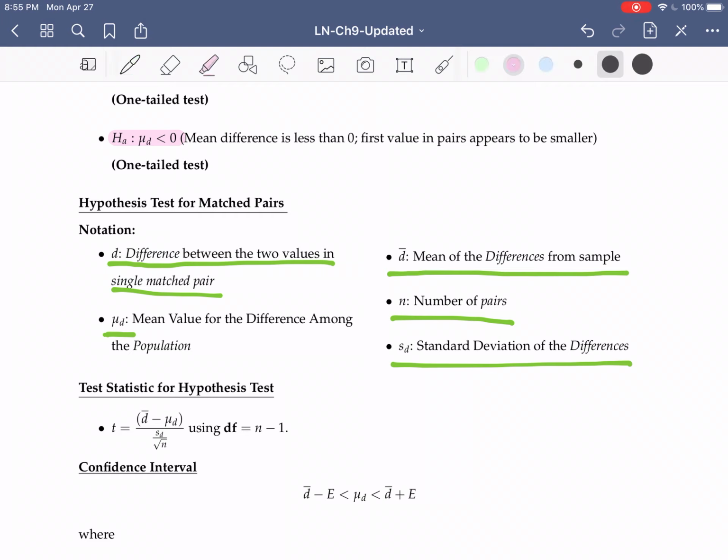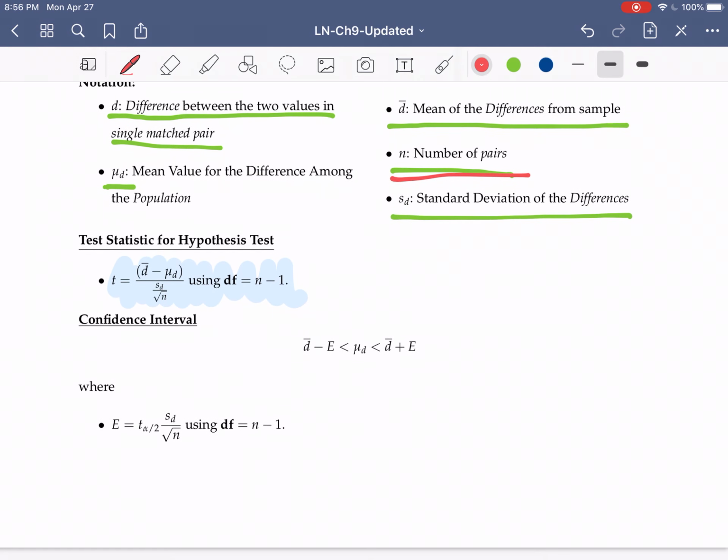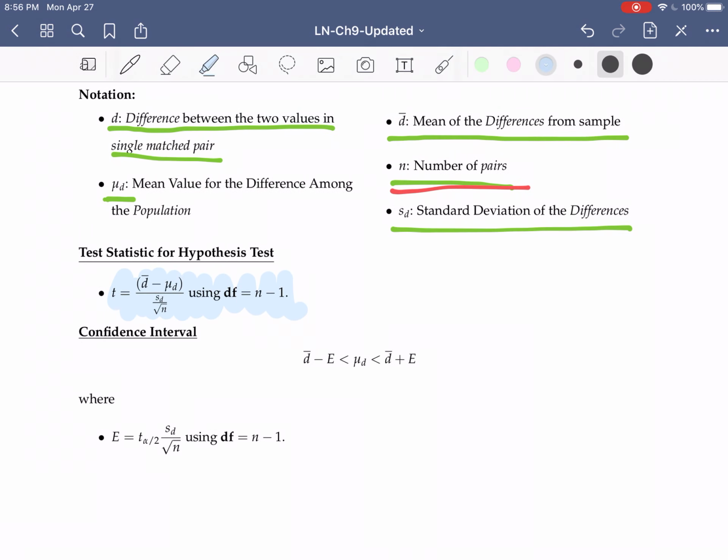Here, when we go through this process, we have a t distribution, and our degrees of freedom is n minus 1, where, again, that value n is the number of pairs. So it's 1 less than the number of pairs. Our confidence interval here is calculated in this way, where the margin of error is this right here. Beautiful.